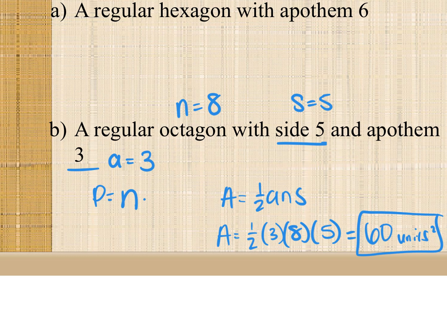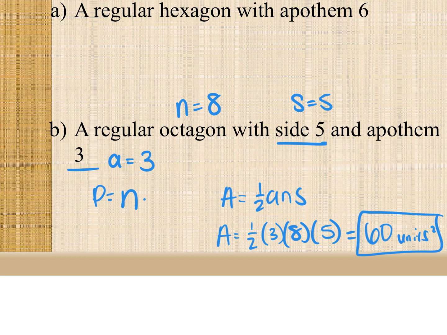If there's 8 sides in an octagon, and each side is 5 units, how do we figure out the perimeter of that octagon? It would be 40, but why? What did you do to get 40? You did 8 times 5.